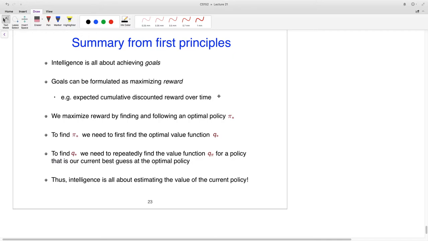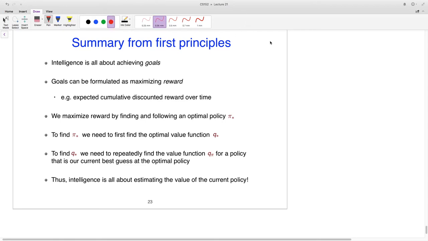We're looking to find pi star, which is the optimal policy, and to do that, we're going to find the optimal value function. This is the optimal action value function. And to find it, what we're going to end up doing is find the value function for a policy that's our best guess at what the current one is. And then once we find this Q, that'll allow us to choose, in a way we haven't looked at yet, a better policy. So it's all about figuring out how good a current policy is. Questions?